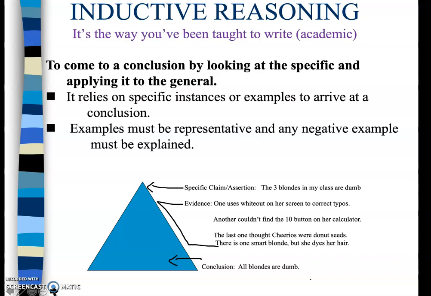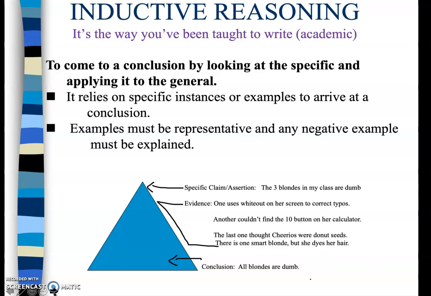Now I'm going to show you an example of a negative example that you have to explain. There is one smart blonde, so that's a negative example, but she dyes her hair, so she's not truly blonde. Okay, so I've got my specific claim, the three blondes in my class are dumb. I've got all this evidence that I can use, and so my only conclusion to derive from all of that is that, well, all blondes must be dumb.